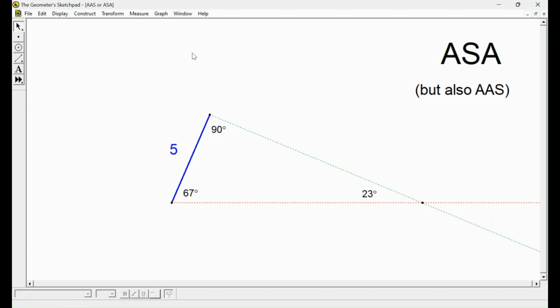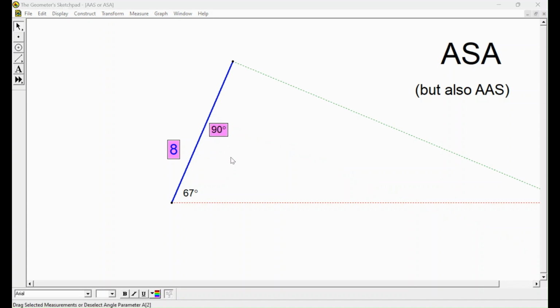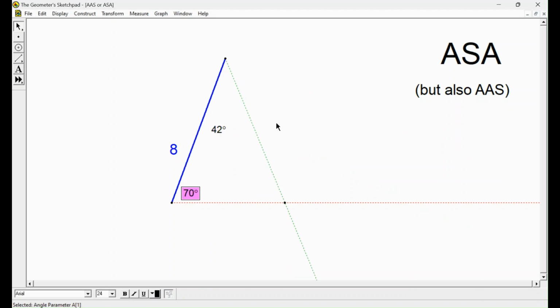On to angle, side, angle. Let me get rid of this thing here. Why is it that when we know a side length is, say, 8, and we know an angle is, say, 42 degrees, and another angle is, say, 70 degrees, why is it that when we know 2 angles and the side in between them, that there's only one possible triangle that can be made with those specifications?